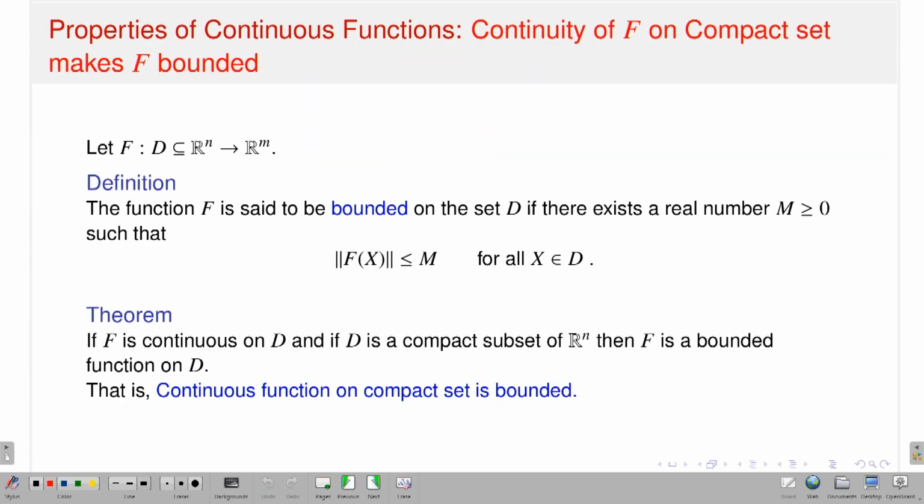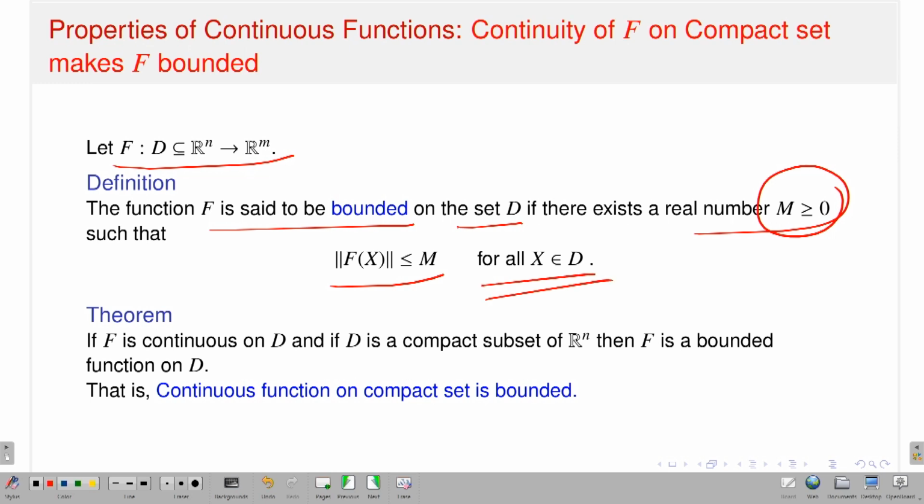Okay, so another few properties. What is the meaning of bounded functions? Okay, first let me see. If I have a function capital F from Rn to Rm, what is the definition of a bounded function? A function f is said to be bounded on the set D if there exists a positive number capital M such that the norm of f(x) is dominated by capital M, and this should be true for all x in D.